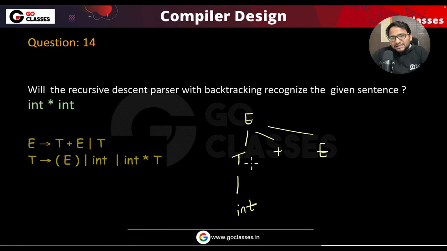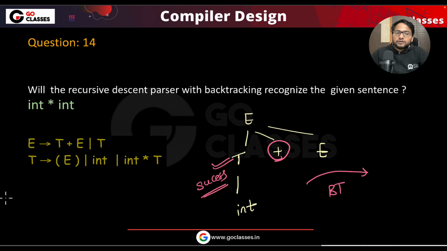Now this is success, right? Because this is matching, see, this is matching this int. So it will say that I am successful. Now it will match this plus with this star. Tell me, is this matching? Since it is not matching, it will backtrack. This is success here, but this plus and star are not matching, so it will backtrack. On which non-terminal? Which one failed? This T, this E, this E, which one? This E, right? Because one of them has failed.